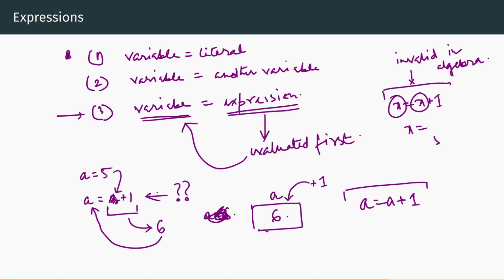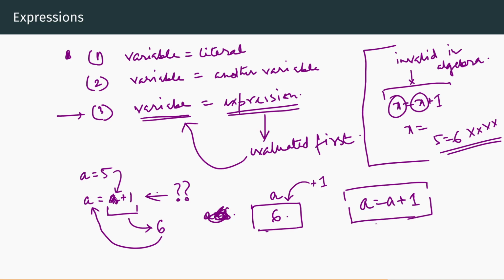Let's say x is 5. This essentially means 5 equals 6. That does not make any sense. So without confusing you further, a equals a plus 1 may not make any sense in algebra, but this is valid in Python. Valid in Python.